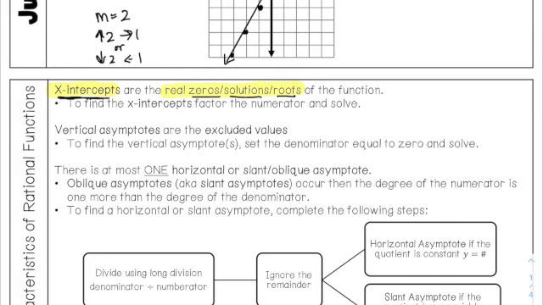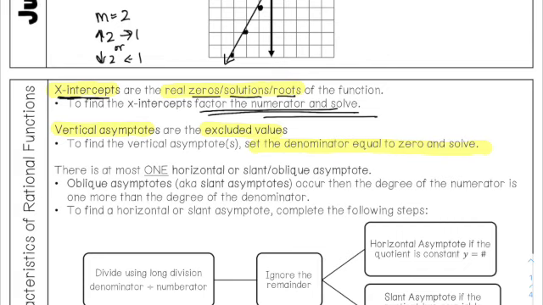To find the x-intercepts, you want to factor the numerator and solve. So if you're ever getting stuck on how to find your x-intercepts, you're going to set your numerator equal to 0 and solve that equation. Your vertical asymptotes are the excluded values. To find the vertical asymptotes, set the denominator equal to 0 and solve.